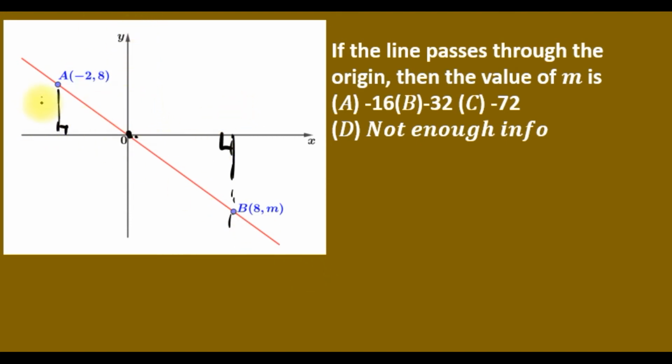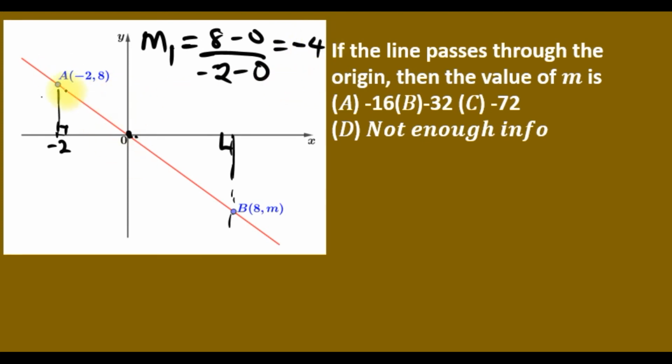So if I call the slope of this line m1, we see that m1 is the change in y, which is 8 minus 0, over the change in x, which is minus 2 minus 0. So our answer is minus 4. So here is minus 4. Now for the other point, let's call it m2.